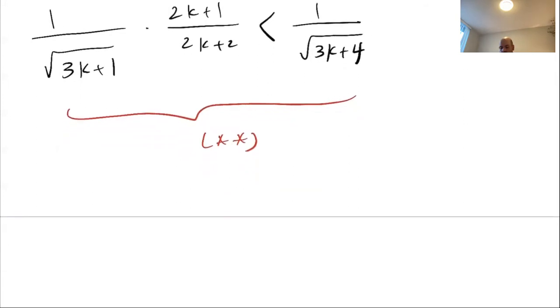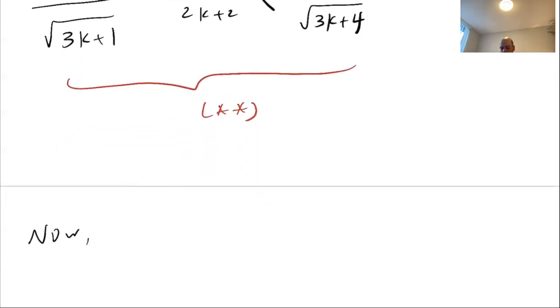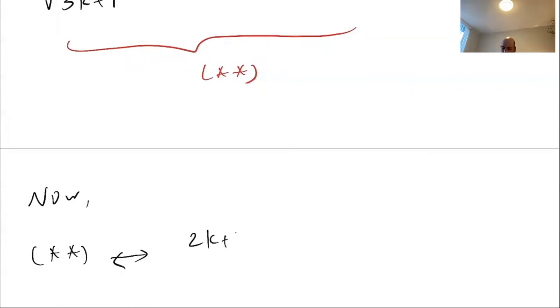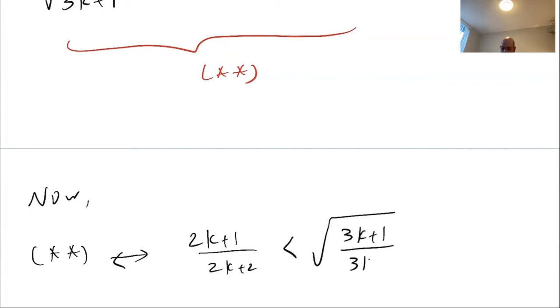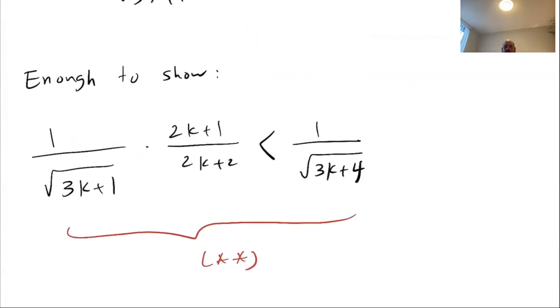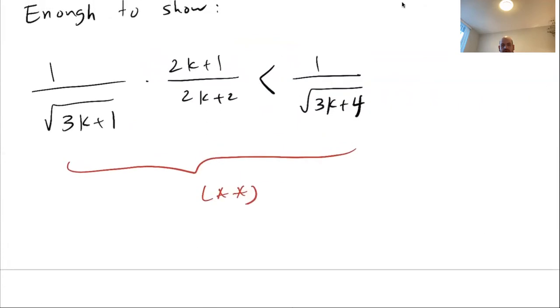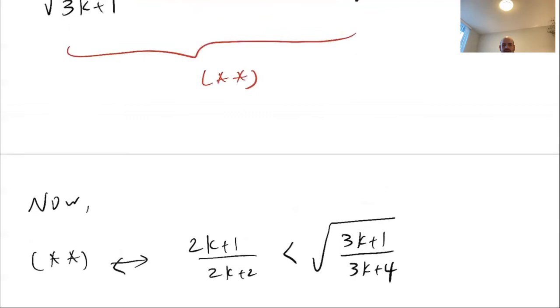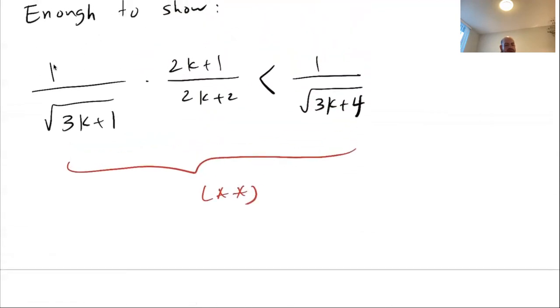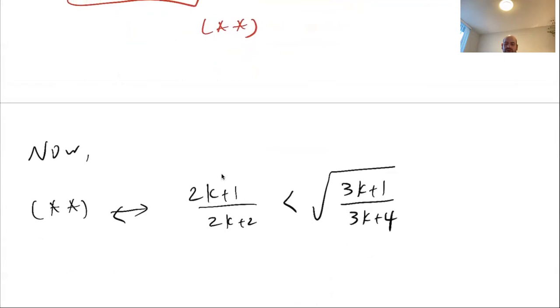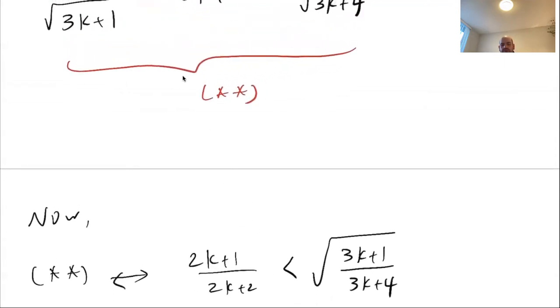Now 2 star is equivalent with what inequality? Now 2 star is equivalent with saying that 2k plus 1 over 2k plus 2 is less than root 3k plus 1 over 3k plus 4. Right? Do you agree with this? See, this inequality is equivalent with this inequality. Why? Well, because to go from this inequality to this inequality, it's just enough to multiply both sides by root 3k plus 1, which is of course a positive number. And if you want to go from bottom to top, again, similarly, you just need to divide both sides by root 3k plus 1, and then you can go from bottom to top.